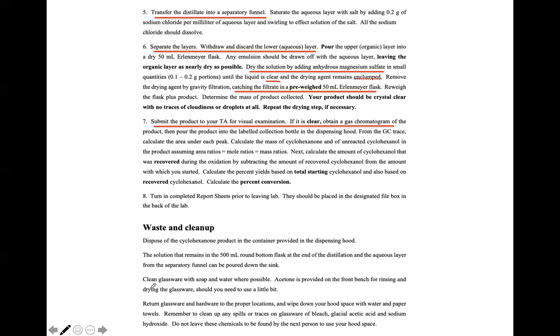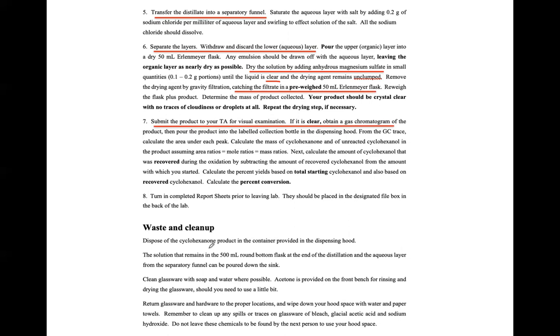I'm going to talk about the GC more in just a moment. But let's talk a little bit about waste and cleanup for today's lab. So the cyclohexanone, the product, you're just going to have a container that is going to be provided for you in the hood. You definitely want to make sure you don't put that down the drain, but you put that in that container. Whatever is left over in your 500 ml round bottom flask from the distillation, whatever you didn't end up distilling, that can go down in the sink together with the aqueous layer as well. So those things that are aqueous, we can get rid of them in the sink. Make sure you have some water running while you're doing that, okay?